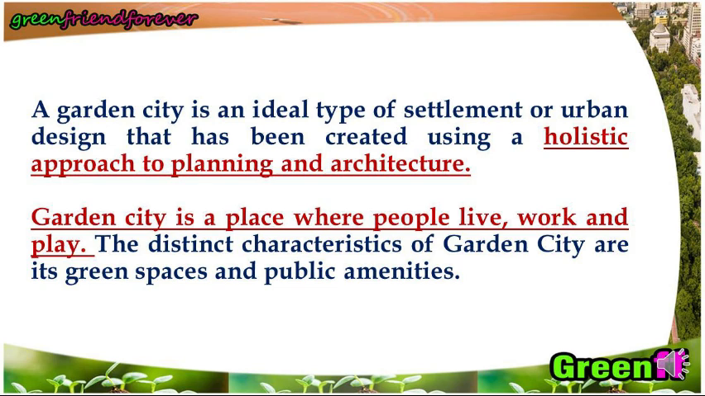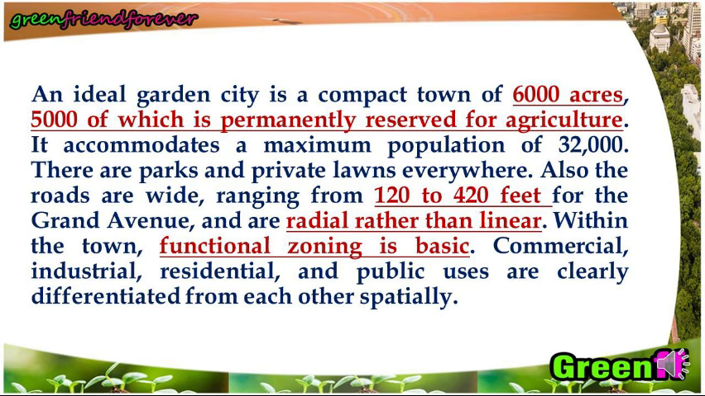A garden city is an ideal type of settlement or urban design that has been created using a holistic approach to planning and architecture. A garden city is a place where people live, work, and play. The distinct characteristics of Garden City are its green spaces and public amenities. An ideal garden city is a compact town of 6,000 acres, 5,000 of which is permanently reserved for agriculture. It accommodates a maximum population of 32,000. There are parks and private lawns everywhere. Also, the roads are wide, ranging from 120 to 420 feet for Grand Avenue, and are radial rather than linear.